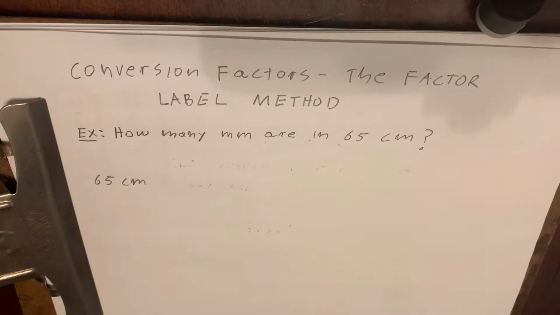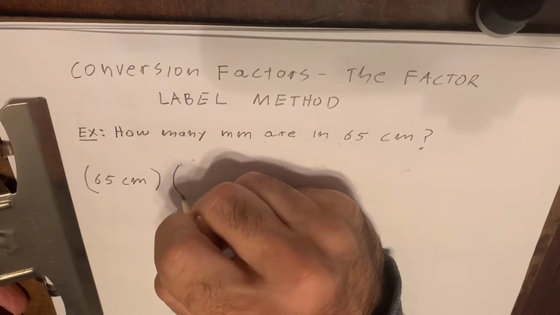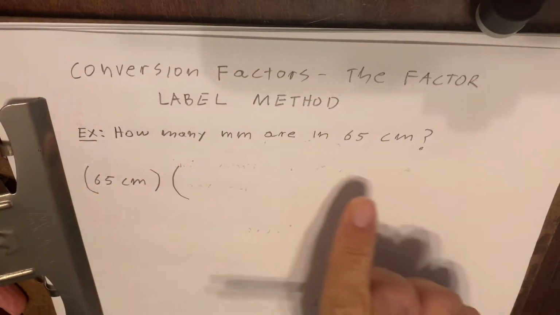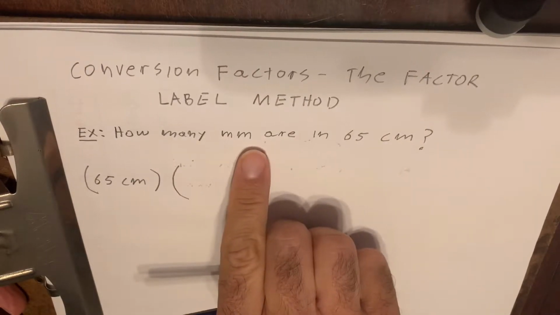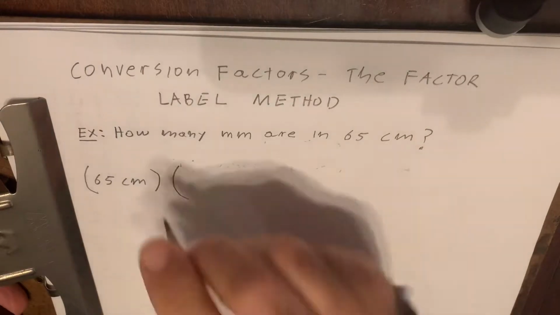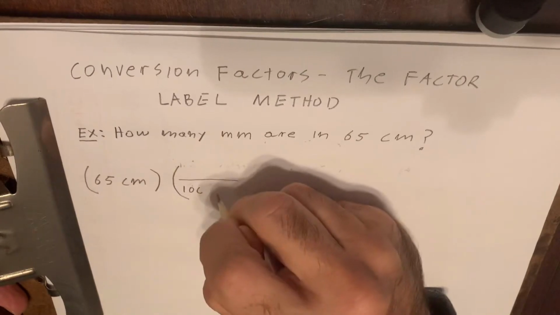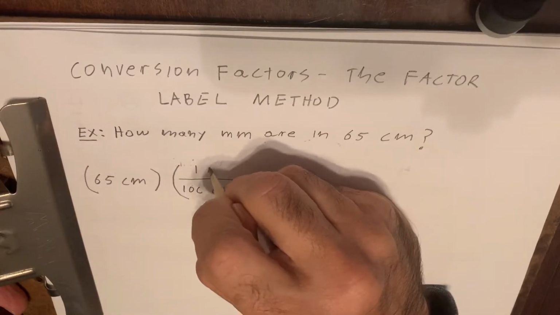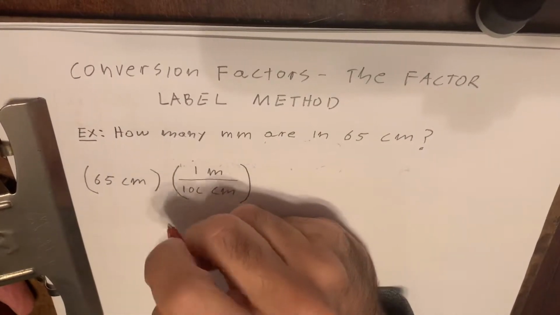And the next thing we are going to do is we are going to try to find a conversion factor that will convert centimeters. Now, we won't get our millimeters right away because I don't know how many millimeters are in a centimeter, but I do know that there are 100 centimeters in 1 meter. Now, this thing over here is called a conversion factor.